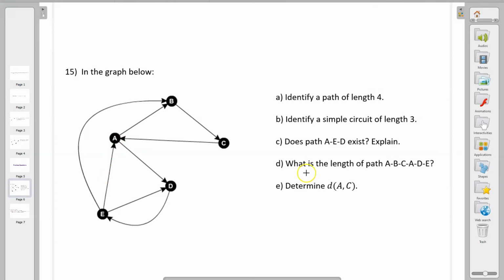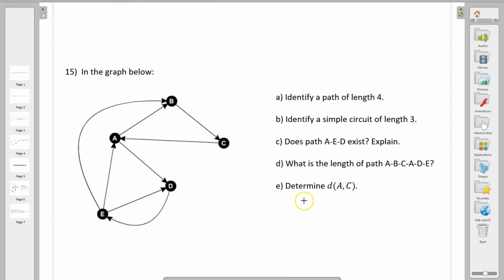Part D asks, what is the length of the path ABCADE? Let's follow that path. A to B, B to C, C back to A, A to D, D following the curve around to E. We add up the edges in that path, 1, 2, 3, 4, 5. We have 5 edges in the path from A to E, which gives us a length of 5.